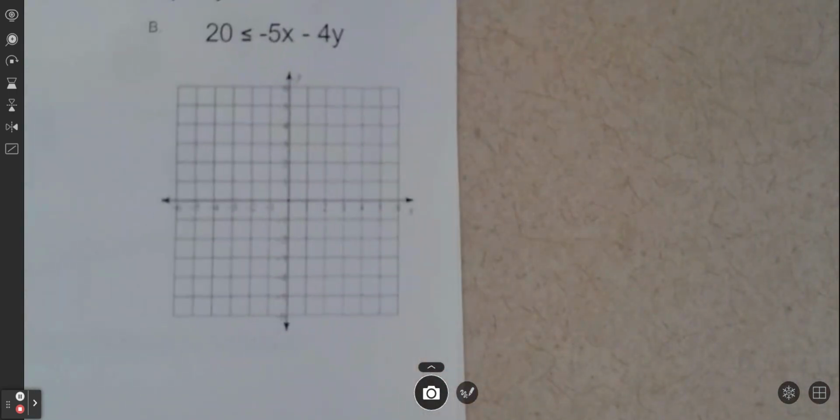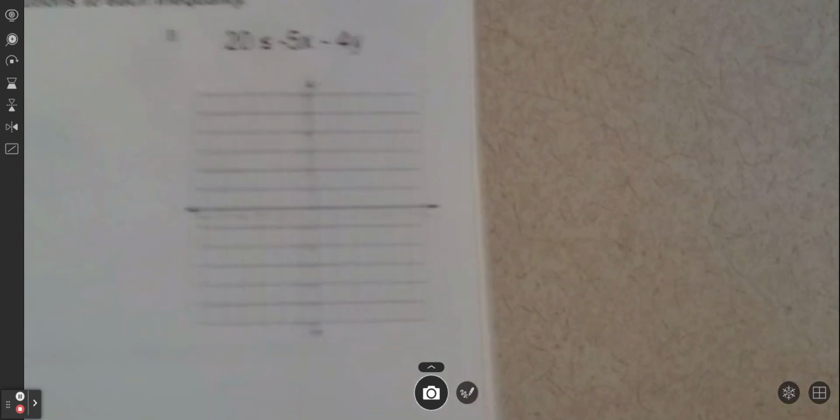What makes this one different? It's in standard form. Do you remember how to graph in standard form, or are we just going to solve it for y? You want to solve for y? Okay.